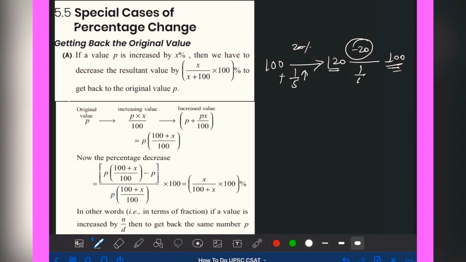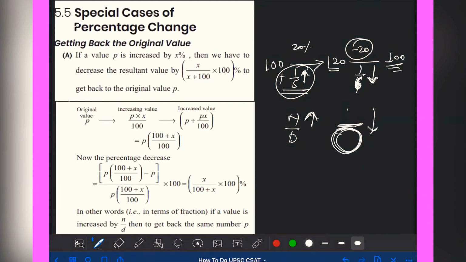So what happens is that you need to decrease this by 20. So what we are doing actually, when we are increasing it by 1 by 5, n by d, when we are increasing it by 1 by n by d, so we want to decrease it, and for decreasing we need to increase this denominator value, and that value will be increased by plus one. Okay, so this is how bringing back to the original value works.